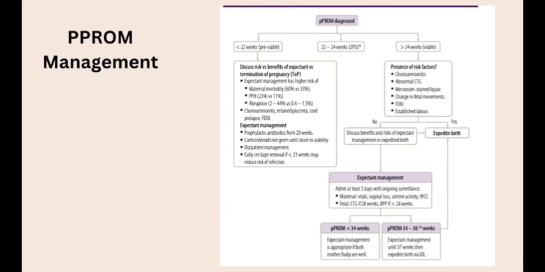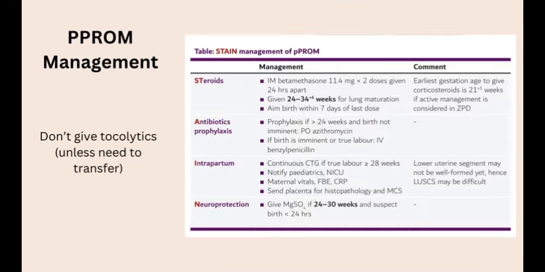So expectant management, the patient needs to be admitted for at least 3 days, and they get regular surveillance, and they try to keep them there to about 37 weeks, and then they can do an induction of labor. If there are a lot of risk factors and active management is required, an induction of labor is done to minimize the risks of PPROM.